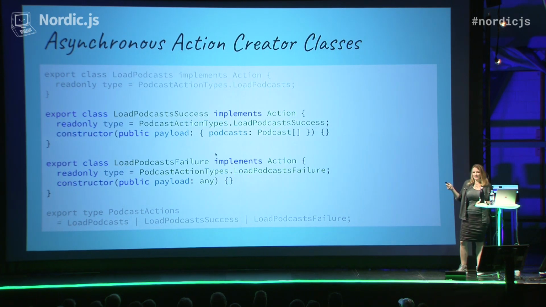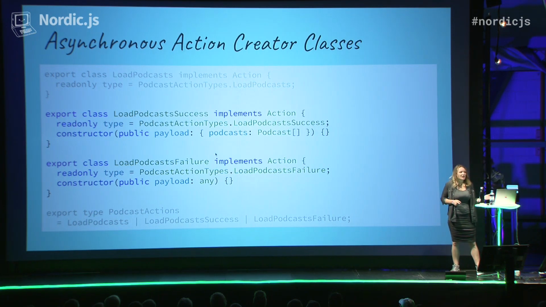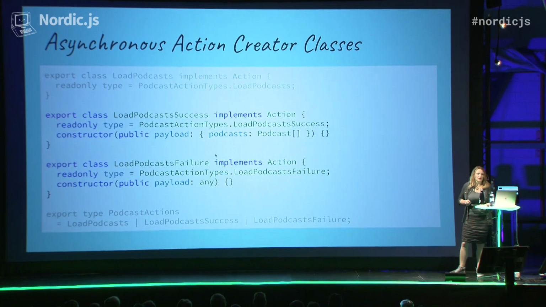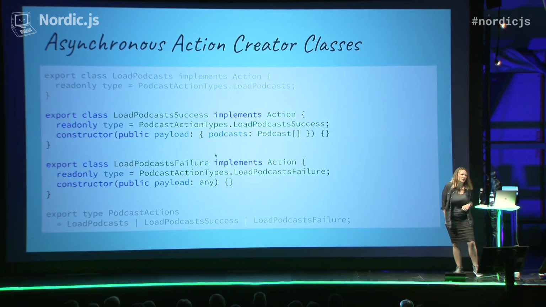The load podcast success and load podcast failure are the potential responses, and we'll mostly act on those in our reducer. Load podcast success has a payload of podcasts that we'll use to populate our state. And usually our failure actions have a payload containing an error. We're just using any here for convenience.